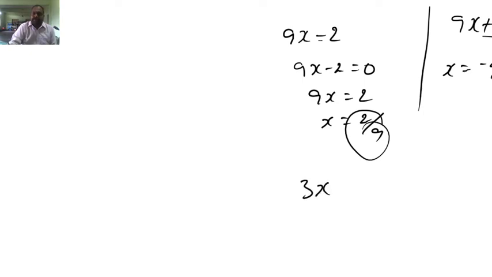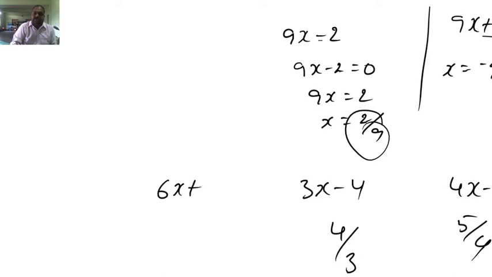Suppose 3x minus 4. Answer is 4 by 3. 4x minus 5: 5 by 4. Suppose 6x plus 7: minus 7 by 6. Plus 7 will become minus 7, and into 6 will become divided by 6. So minus 4 will become plus 4, and into 3 will become divided by 3. Okay.